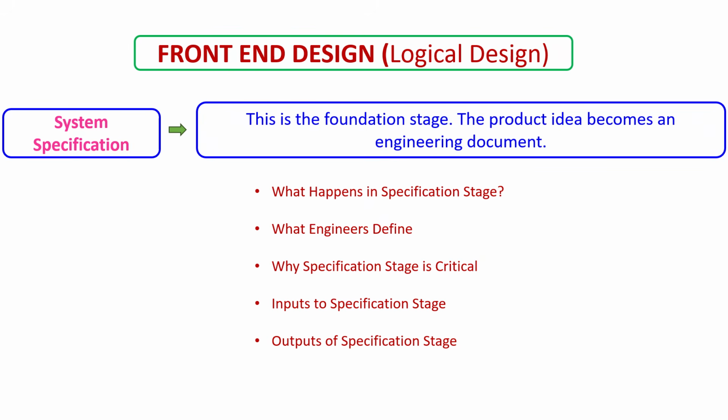Next, let's see what engineers define. During this stage, engineers define operating frequency, power budget, area budget, interfaces like USB, PCI, DDR, SPI, and process node, whether it is 7 nanometer, 28 nanometer, or 45 nanometer, and operating temperature range. These parameters guide the entire design flow.